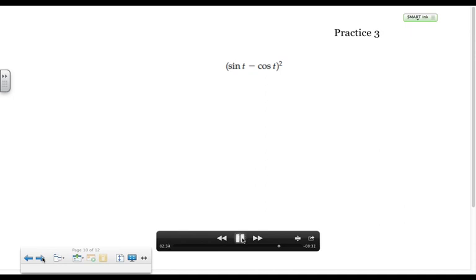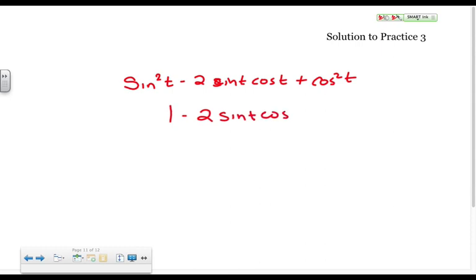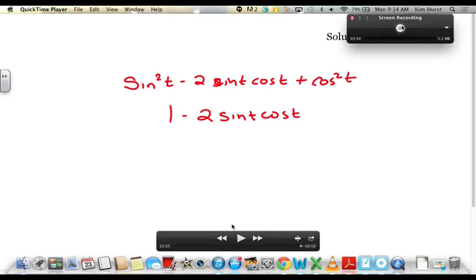All right, here's practice. Okay, now you may use some identities in here. Keep that in mind as you're going about this. You might not. Okay. So here's your solution. I had to write this one out. So it's sine squared t minus 2 times sine t cosine t, plus cosine squared t. Now you know that sine squared plus cosine squared is 1. So I end up with 1 minus 2 sine t cosine t. And I can't actually do any more. And that's it. I will see you tomorrow.